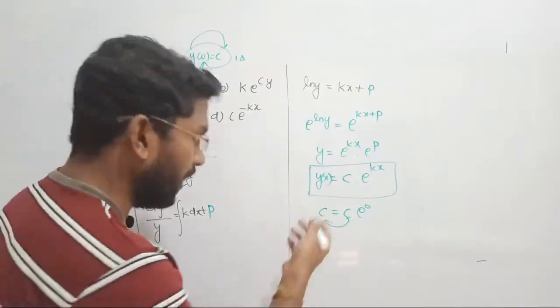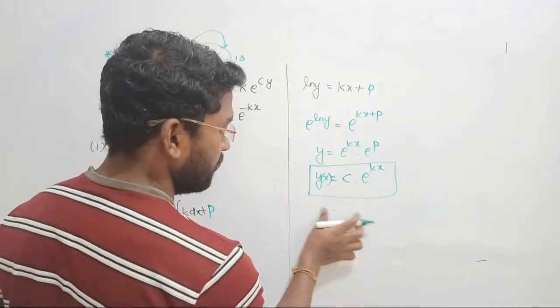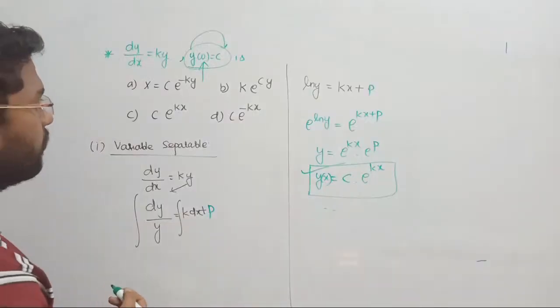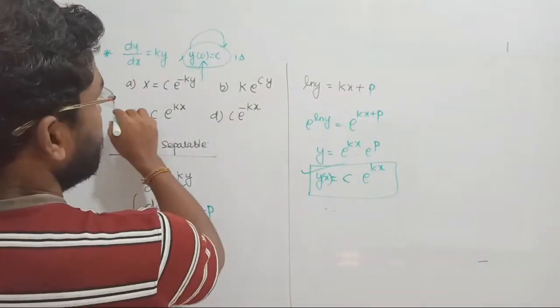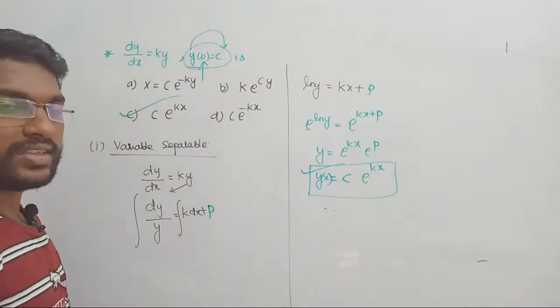You can put c. Anyway, I put c only directly. I got the answer, this one, right? That's not a big deal. We can bring the answer. That is c into e power kx, option C. Anyway, this is the variable separable method.